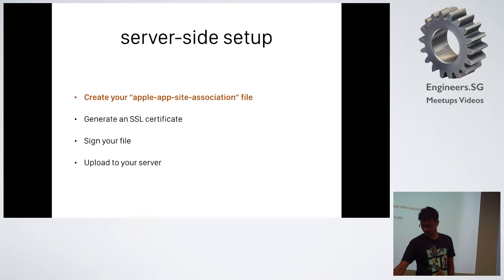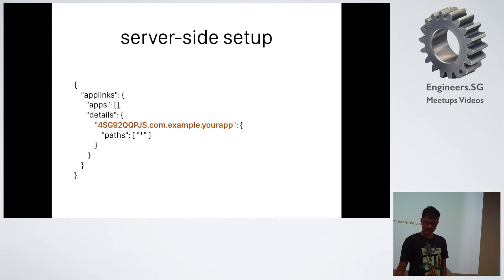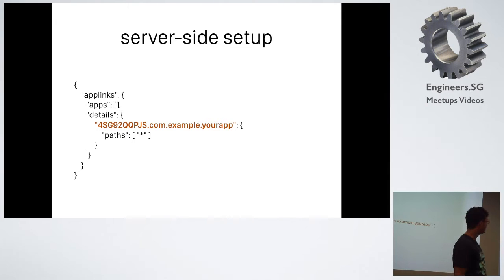Let's see what this file looks like. It's a JSON file basically. You have the applinks dictionary. Then you have the apps array. Now this is quite interesting. The second parameter, the array, needs to be there, and it needs to be blank. Apple needs it. You can't remove that parameter.